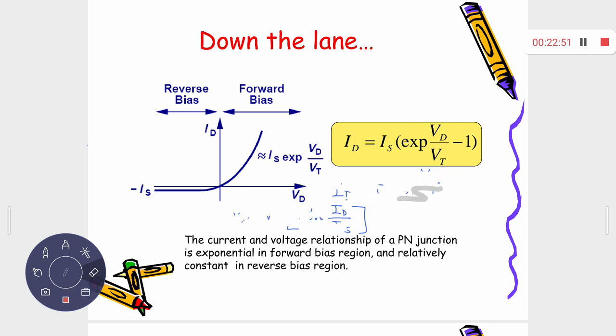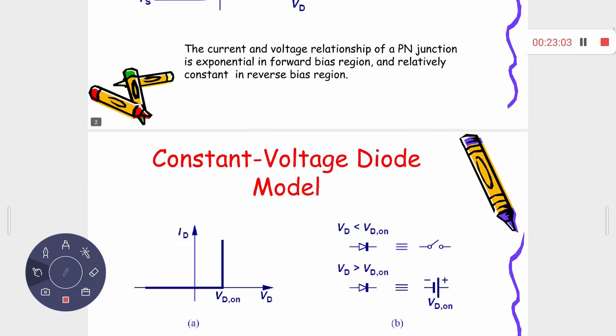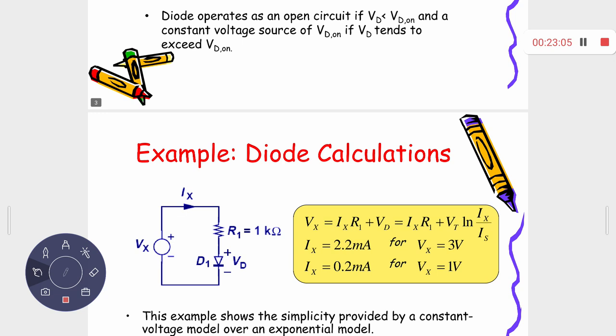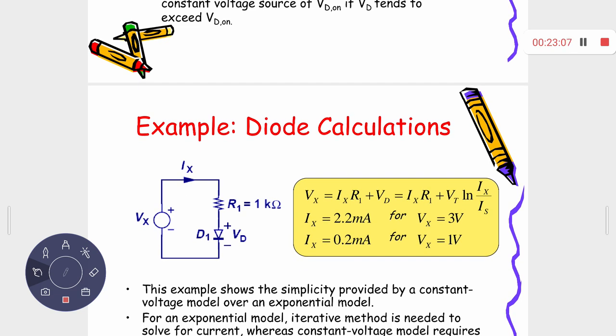So if this condition is true, or if you can remember this equation, and you know what is the current that is flowing through this particular loop, then I can write down the expression for Vd as well. So what is that expression? Vx is equal to IxR1, the drop across this resistance, and then Vt ln Ix by Is. Okay. And R1 is also given. R1 is given as 1 kilo.